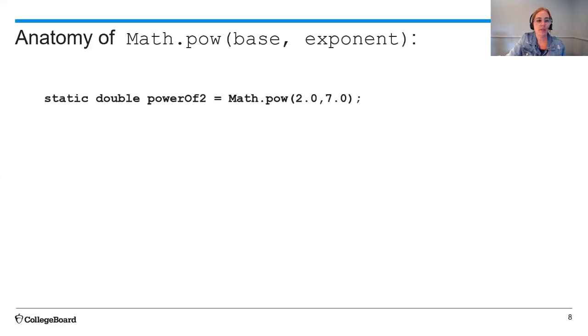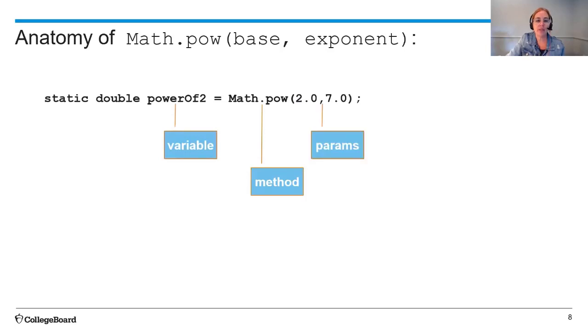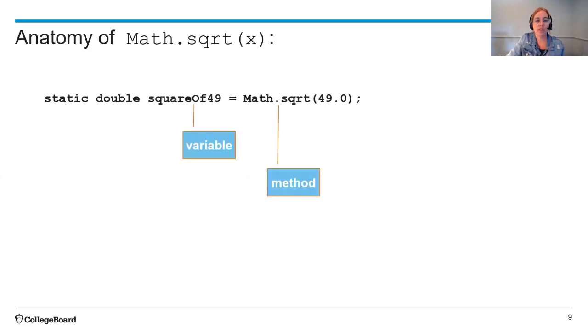And here is a power of example. We have the base and then the exponent. Power of is looking for both of those. It's not going to know what to do if they're not there. You'll get an error. And then we see square root.